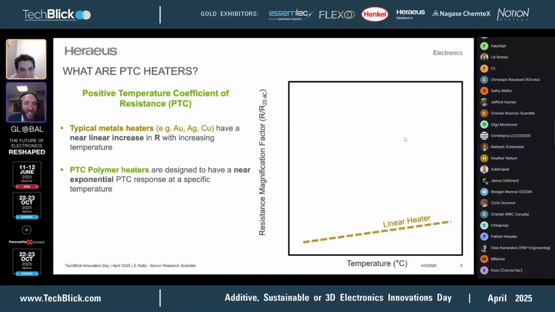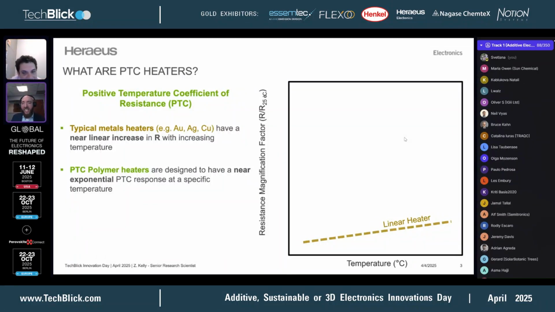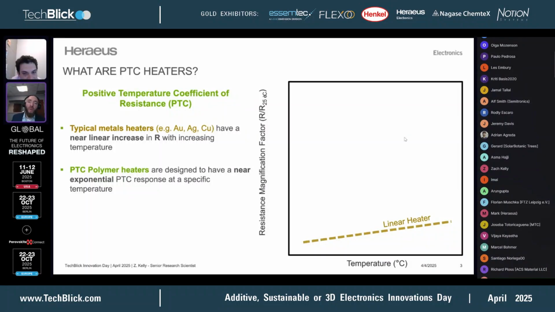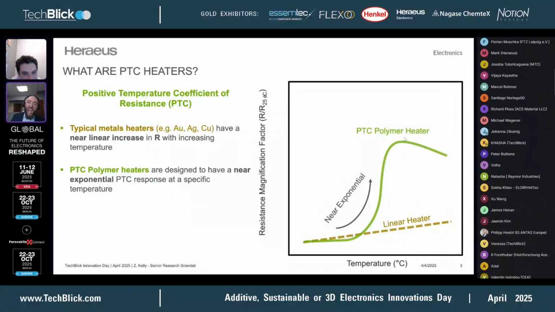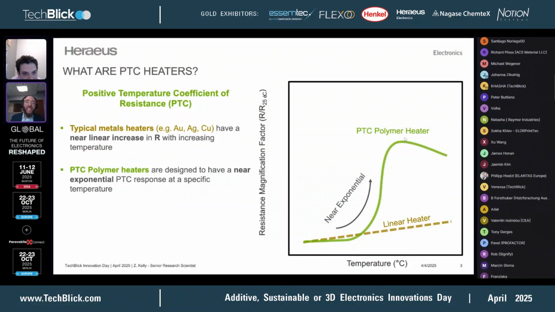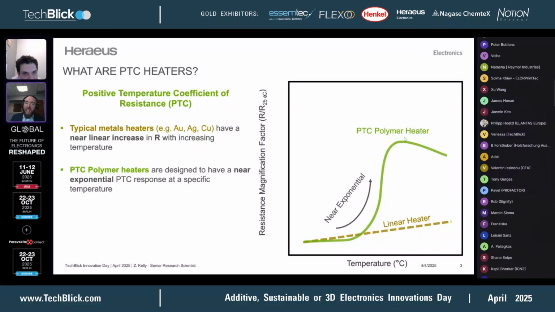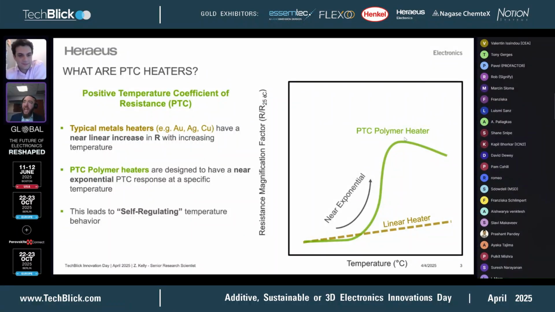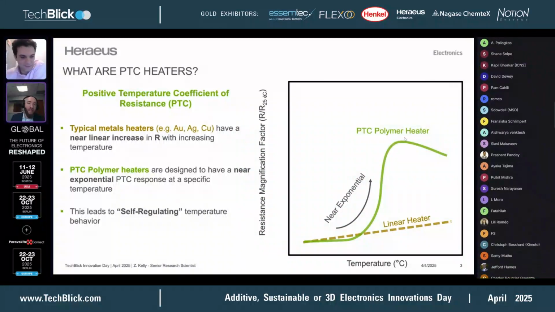So perfect. As you can see on the bottom right, linear heaters have a linear response. Our PTC polymer heaters are designed to have a near exponential response. So if you move it forward one more, you'll be able to see an example of the green line here. The difference is that at a specific temperature, we get a drastic increase in resistance. And if you increase it one more, the benefit of this is that it gives this self-regulating temperature behavior, which just allows us to design smart heater applications. Next slide, please.